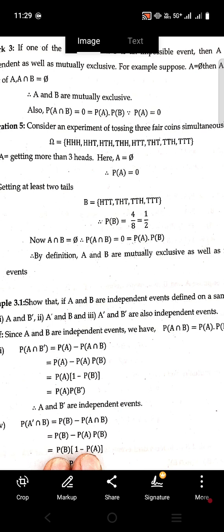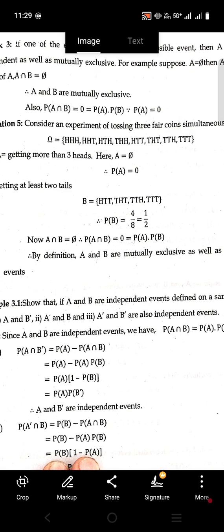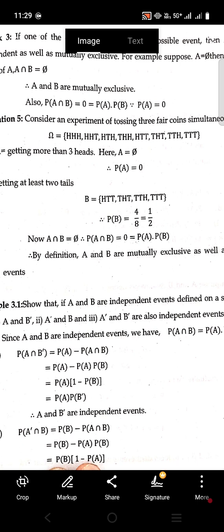Now A intersection B is equal to the empty set, therefore the probability of A intersection B equals 0, which is the probability of event A times the probability of B. That is, by definition, A and B are mutually exclusive as well as independent events.